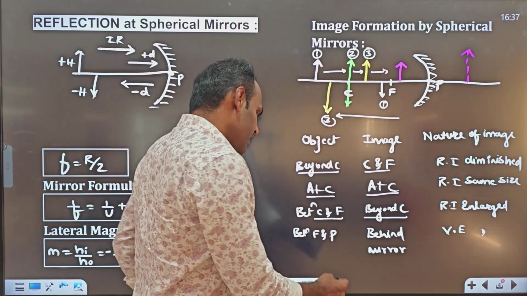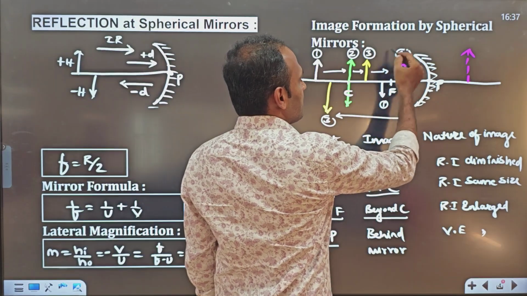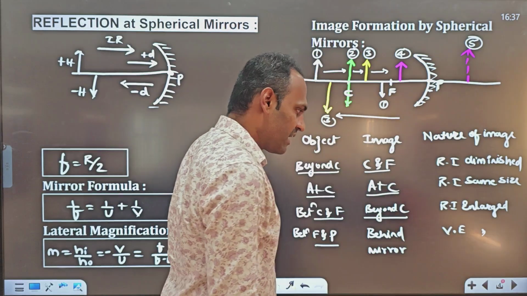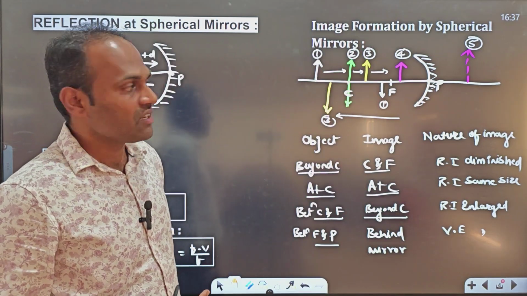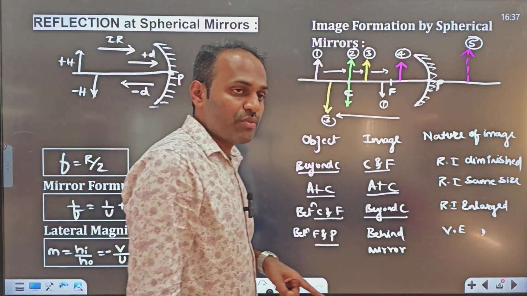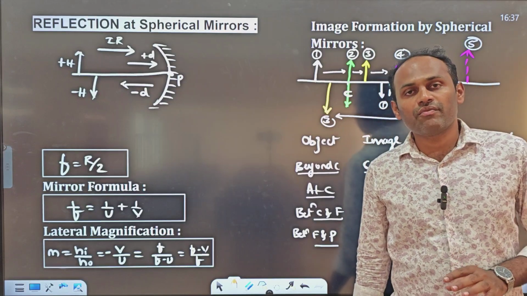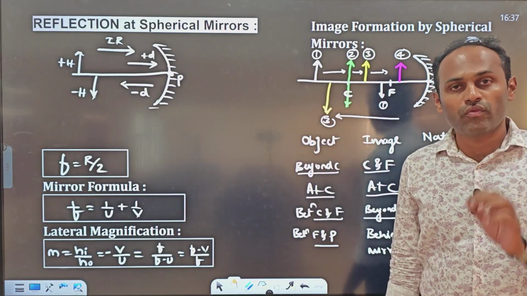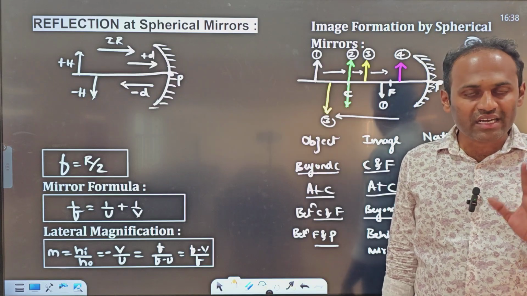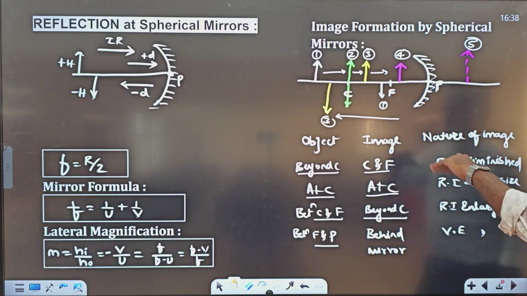So next, finally, if you keep the object in between F and P, then the image formed will be behind the mirror. It will be real, inverted and enlarged. Sorry, virtual, erect and enlarged, right? This is in case of concave mirror. For convex mirror, wherever you keep the object, the image will always be erect, virtual and diminished. Okay, this is for concave mirror.